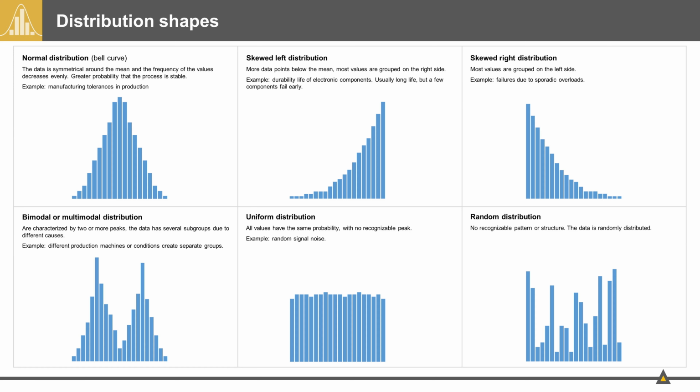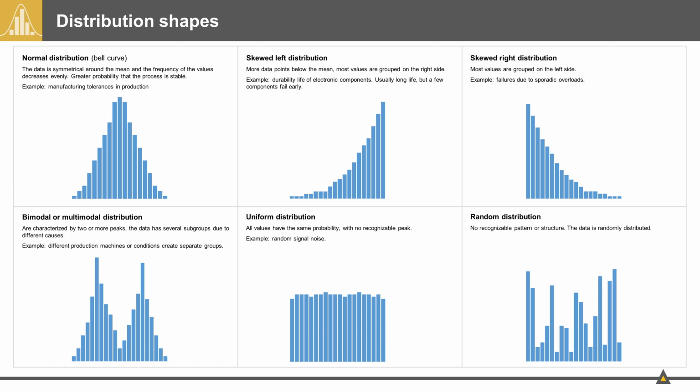In a skewed left distribution, more data points are below the mean, most values are grouped on the right side. An example is durability life of electronic components, because usually they have a long life, but a few components fail early. Skewed right distribution, most values are grouped on the left side. An example may be mechanical failures by sporadic overloads.